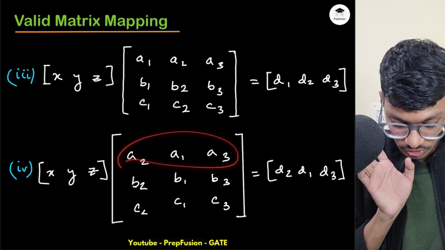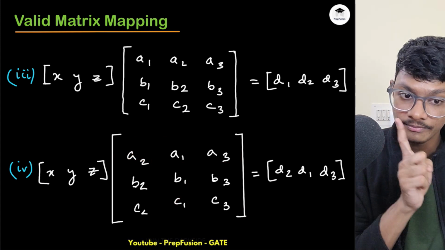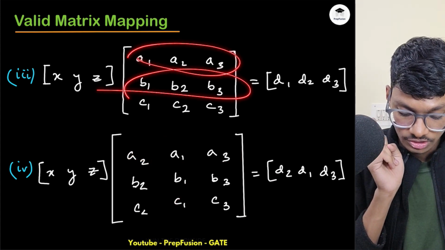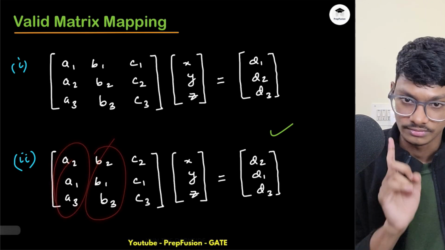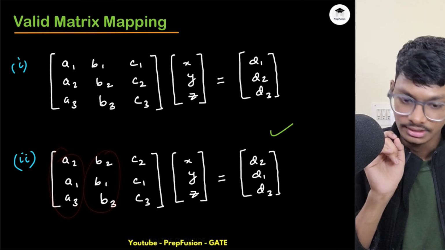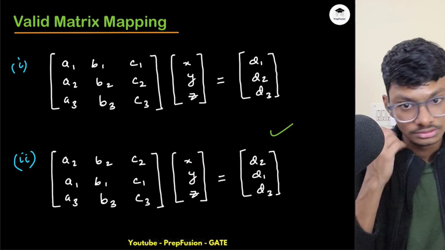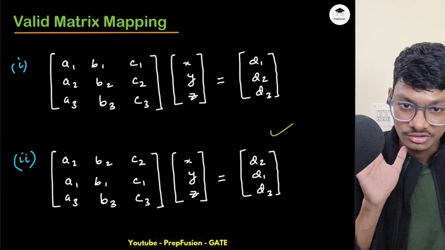I have also swapped the two columns. I can't swap two rows here. I can't swap the two columns. If I swap the two columns, then I have to swap these variables. Just be careful, right? So don't think about all this.